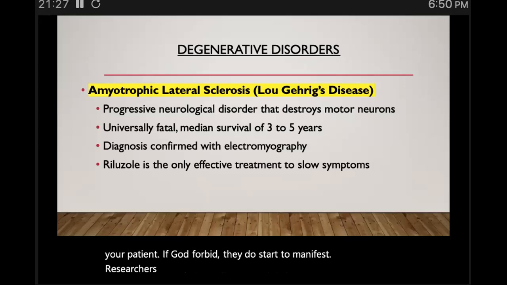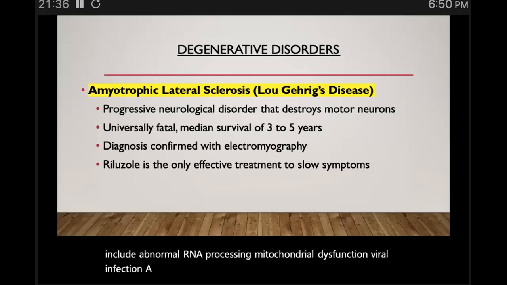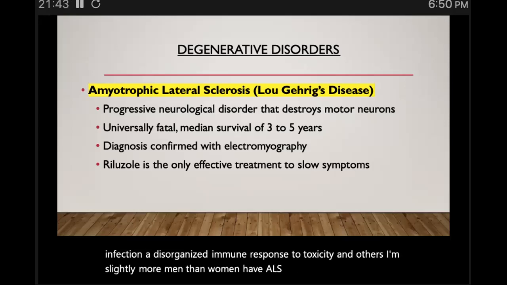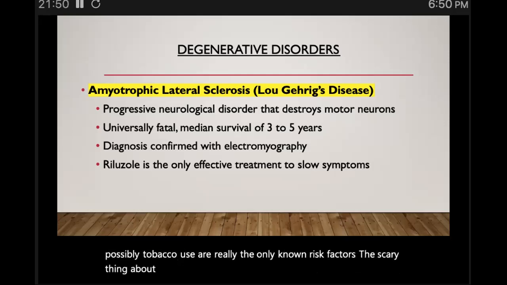Researchers are definitely studying possible causes, which may include abnormal RNA processing, mitochondrial dysfunction, viral infection, a disorganized immune response, toxicity, and others. Slightly more men than women have ALS, and age, family history, and possibly tobacco use are really the only known risk factors. The scary thing about this disease is that it is universally fatal, with a median survival of 3 to 5 years. Diagnosis is confirmed with an electromyography.